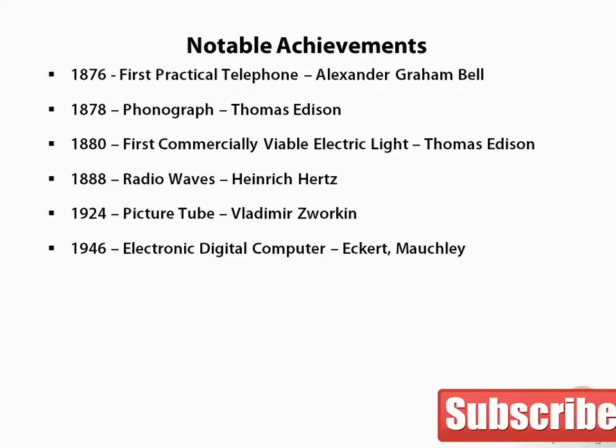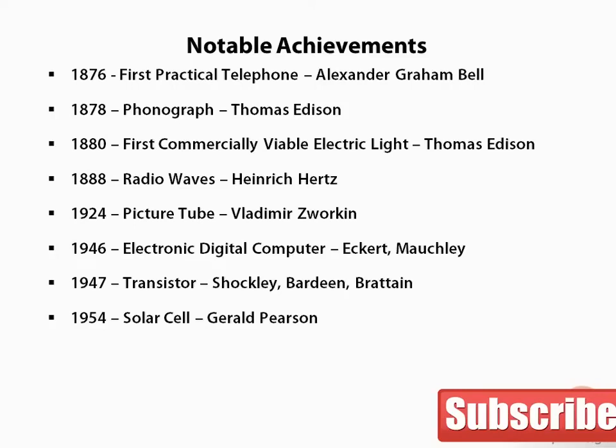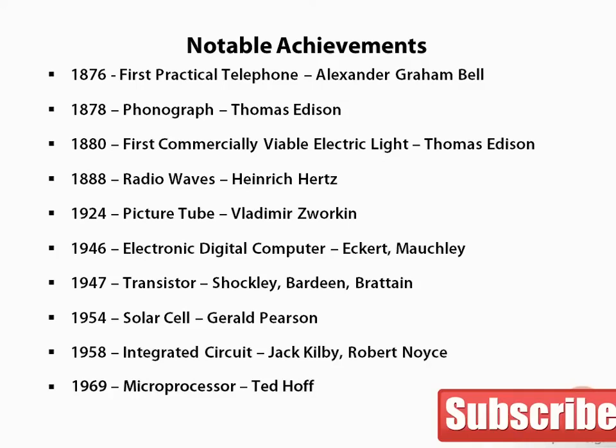Eckert and Mauchly developed the first digital computer in 1946. Perhaps one of the most important developments for commercialization in electronics is the invention of the transistor. Shockley, Bardeen, and Brattain of Bell Labs invented the transistor in 1947. Also of Bell Labs, Gerald Pearson invented the solar cell in 1954. Jack Kilby and Robert Noyce of Fairchild Semiconductor invented the integrated circuit in 1958. And Ted Hoff of Intel fame invented the microprocessor in 1969.